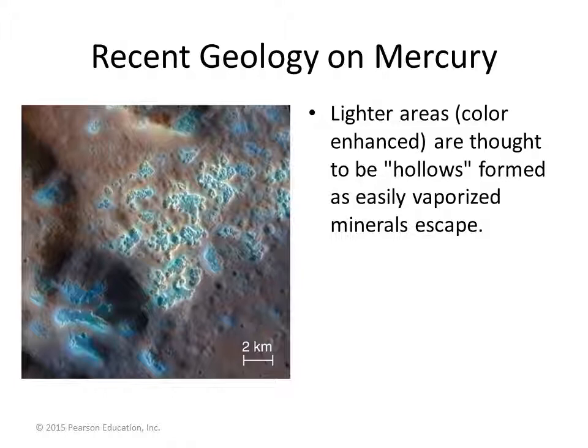The lighter areas, which are obviously color enhanced, are thought to be hollows, formed as easily vaporized minerals escaped. So in other words, there were low temperature minerals here. Remember, Mercury is the closest planet to the sun, and those were able to vaporize.